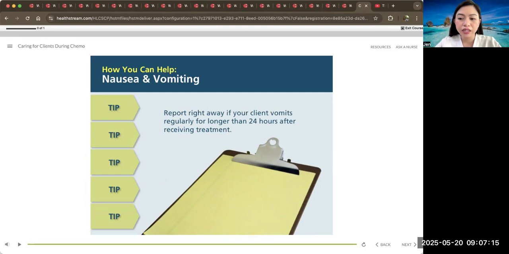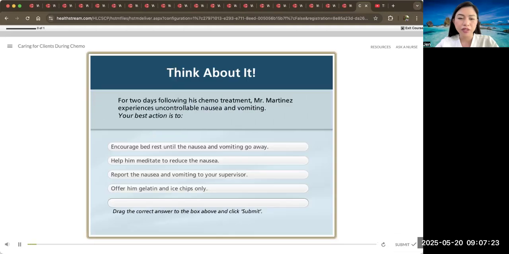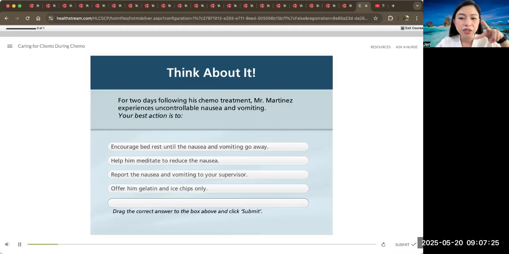Report right away if your client vomits regularly for longer than 24 hours after receiving treatment. Think about it. For 2 days following his chemo treatment, Mr. Martinez experiences uncontrollable nausea and vomiting. Your best action is to encourage bed rest until the nausea and vomiting go away, help him meditate to reduce the nausea, report the nausea and vomiting to your superior, or offer him gelatin and ice chips only.